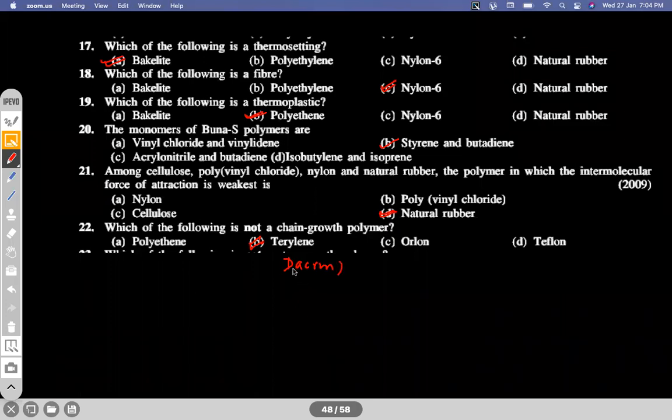What is Orlon again? I forgot the name. Orlon is nothing but this one. So is it the acrylonitrile one? CH2=CH-CN. Acrylonitrile, yes. Okay. Polyacrylonitrile is nothing but Orlon. Yes.